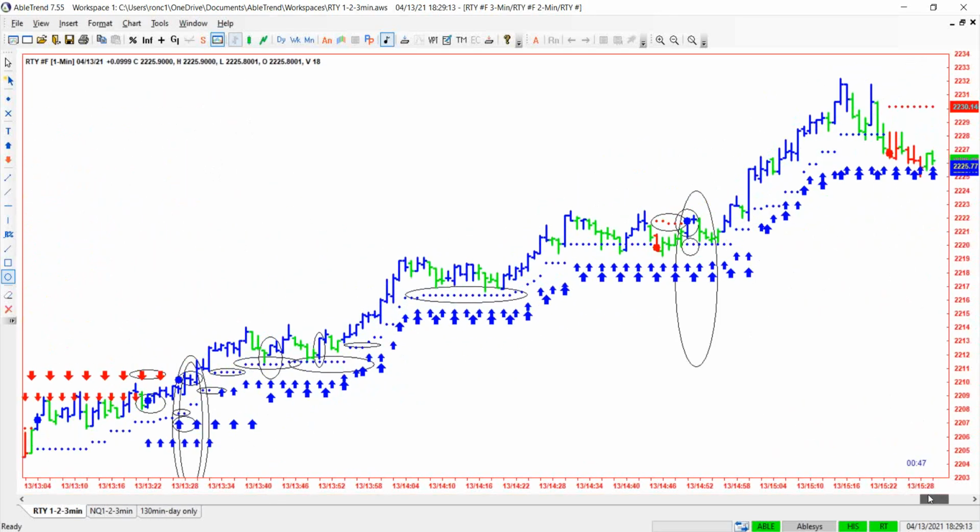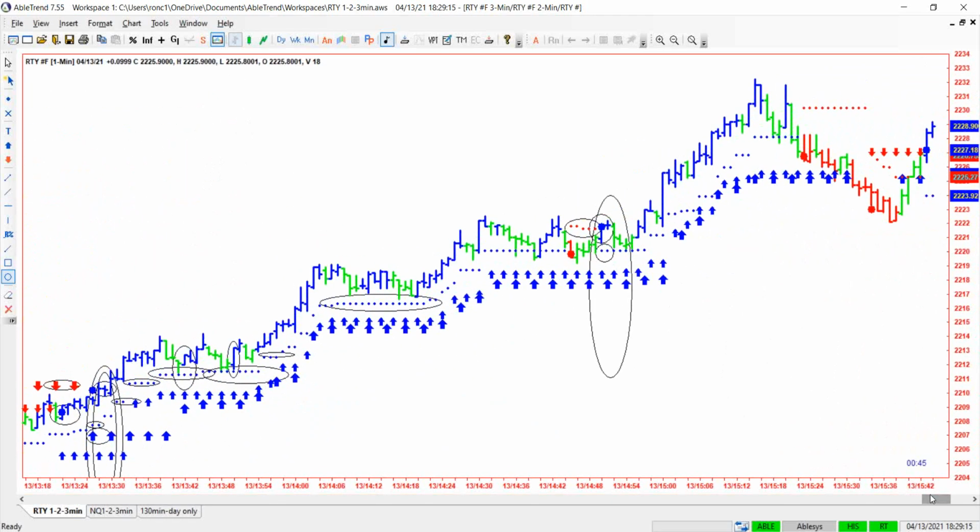Just an unbelievable day. $2,400 day today on the Russell. Trading 1 contract. For every one you trade, if you're very disciplined and you follow these simple rules, $2,400 on the Russell today. It was just a great, great day. And again, right here, look at that triple confirmation. Up and away we go.